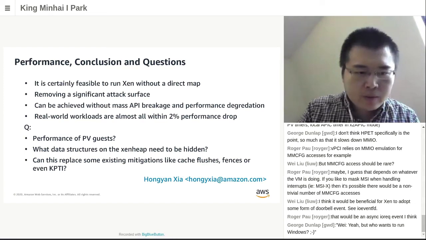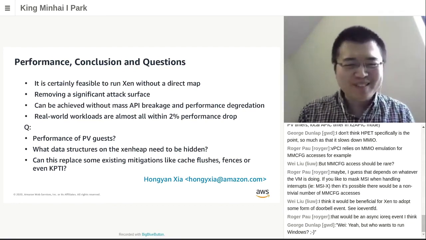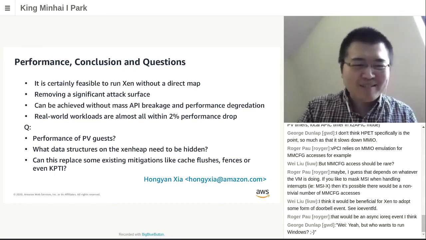Yeah, who wants to run Windows? I don't want to run Windows, but that was a joke. When Wei was asking about who needs a HPAT, the answer is Windows. And the joke is, well, because Wei works for Microsoft. So anyway.